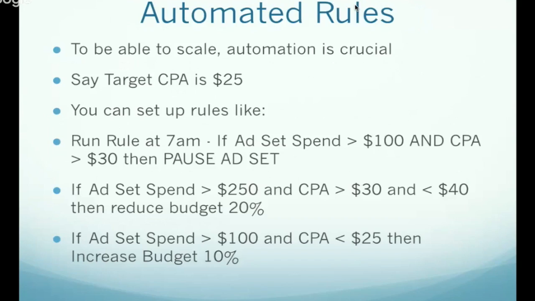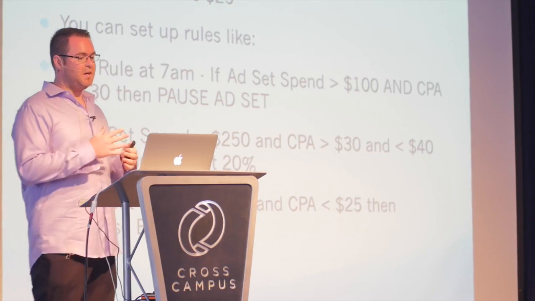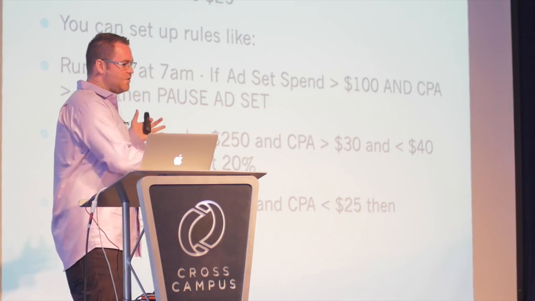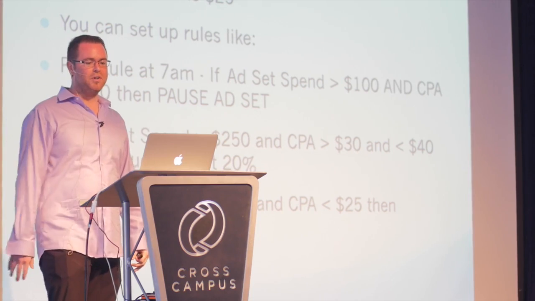Let's say that your target CPA is $25, okay? You can set up rules like, run rule at 7 a.m. If ad set spend is greater than $100 and the CPA is greater than 30, then pause the ad set. And then this does your job, what I just mentioned in the scaling strategy. This does your job for you. You don't have to wake up at 7 a.m. You can let this do it for you.